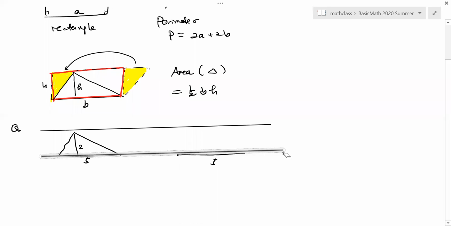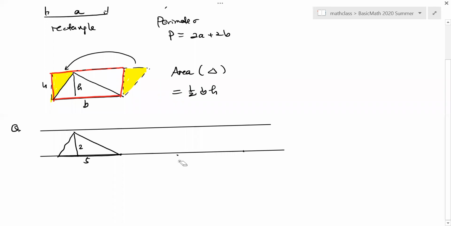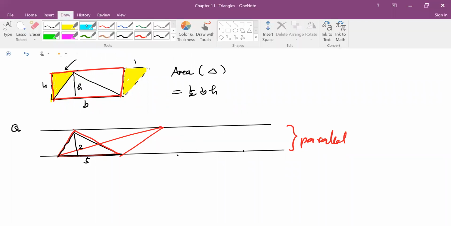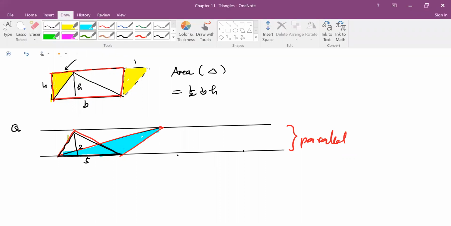So those 2 lines are parallel, so that means they have the same height. Let me erase this part. Here, let's draw this triangle. This is one triangle. Another triangle could be like that. If you look at those 2 triangles, these 2 lines are parallel. Now, do those 2 triangles have the same area? One triangle is colored this way, and for the other we use a yellow color, but there is an overlapping part.